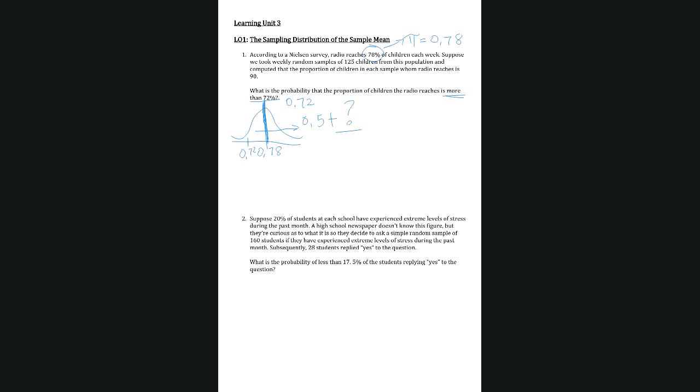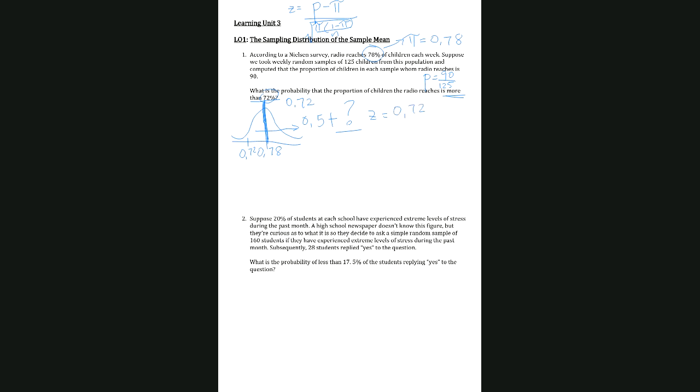So step 2 then is to calculate the Z value. And the Z value is calculated for a proportion, remember, as P minus pi over the root of pi multiplied by 1 minus pi over n. So in this case, we calculated that P was 90 over 125, which is the 72%.